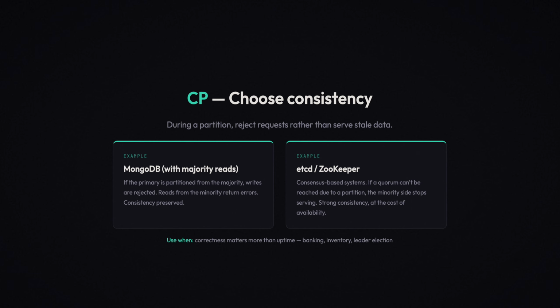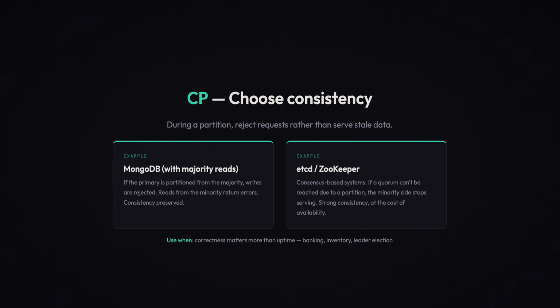Let's look at CP systems, those that choose consistency during partitions. MongoDB with majority read concern. If the primary is partitioned away from the majority of replicas, writes are rejected. The system becomes partially unavailable, but guarantees correctness. etcd and ZooKeeper. These are consensus-based coordination services. They use Raft or Zab to maintain strong consistency. If a quorum can't be reached because of a partition, the minority side simply stops serving requests. Better to be down than wrong. You choose CP when correctness is non-negotiable. Bank account balances, inventory counts, leader election, distributed logs.